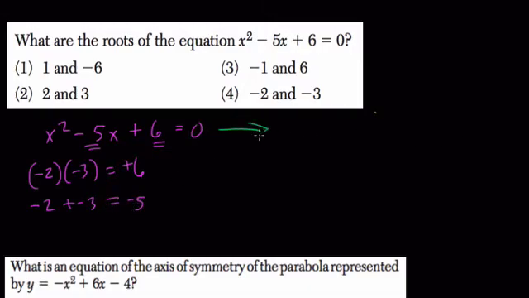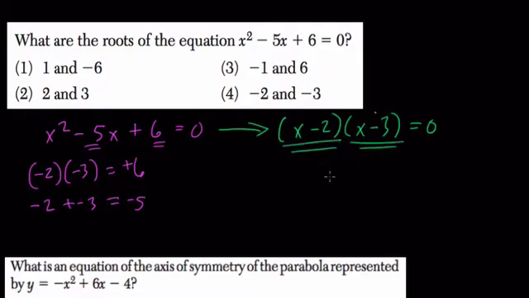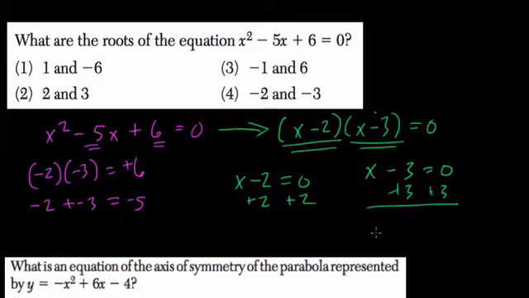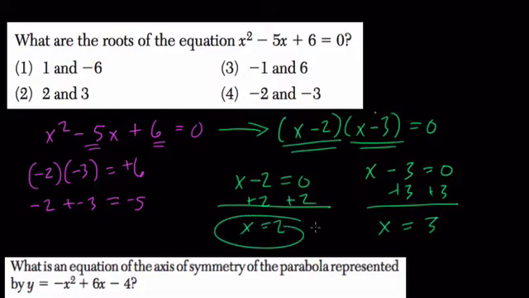So if this is true, then we can factor it into x minus 2 times x minus 3. That will equal 0, so this number or both equals 0. And to solve it, we set both equal to 0. So x minus 2 equals 0, x minus 3 equals 0. Add 2 to both sides here. Add 3 to both sides here. So x equals 2, and x equals 3. And those are our roots, 2 and 3. Choice 2.